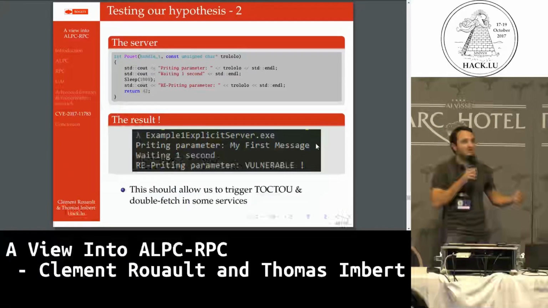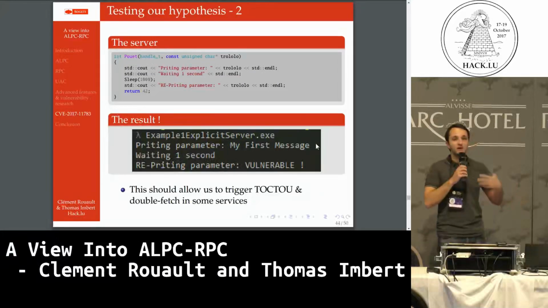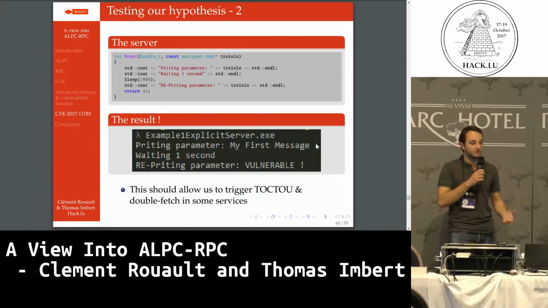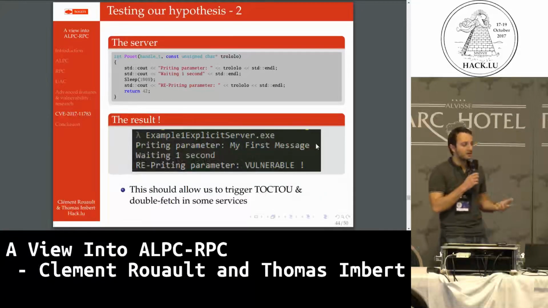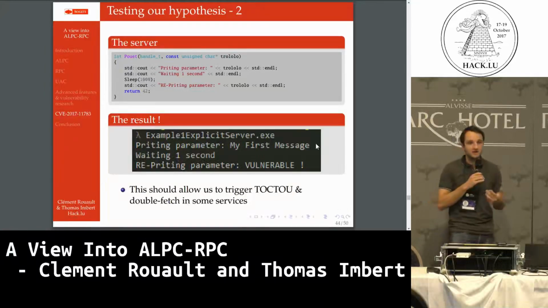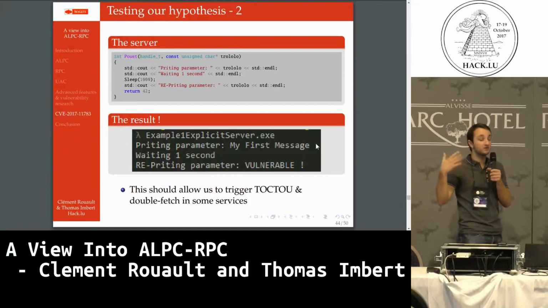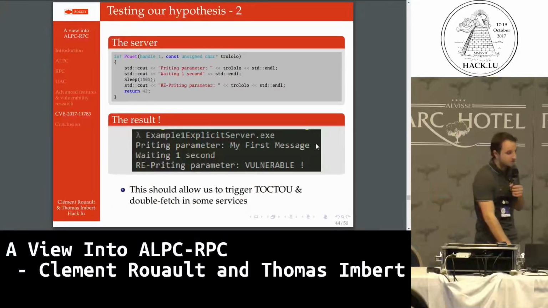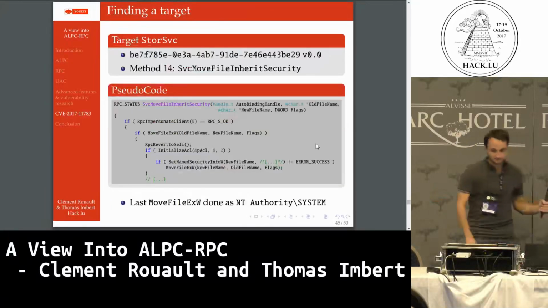And we've seen that we have over 100 interfaces that we can hit. So maybe we can find a target, and maybe in one of those targets, we're able to trigger a TOCTOU, or maybe a double fetch, or something like that, in some high privileged service from low integrity. So let's find a target.